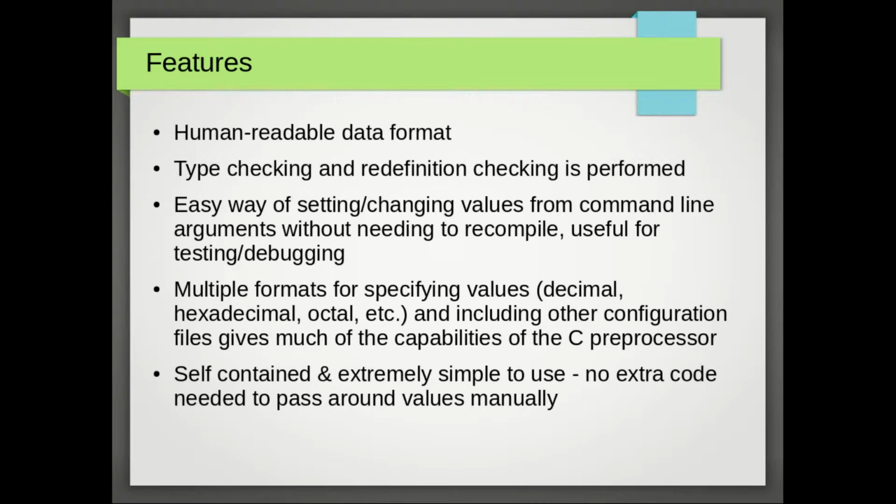There's an easy way of setting variables from the command line and changing the values, which makes debugging much easier. There are different formats for specifying values, such as octal or hexadecimal, and it's basically a lot of the same capabilities that you would get with using the C preprocessor directly, and it's very easy to use. There's not really any external code that needs to be passed around to pass around values, which is another benefit because you'll end up cutting down on the number of constructor parameters very often.